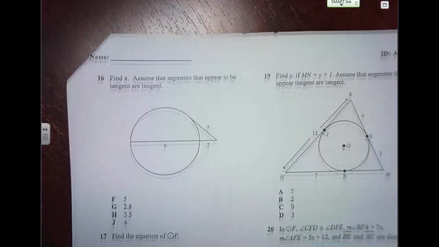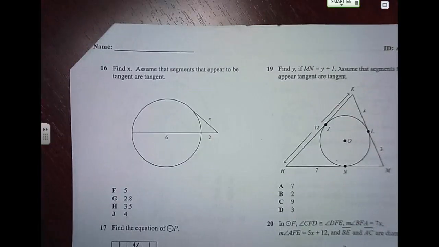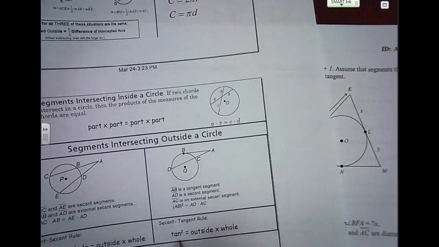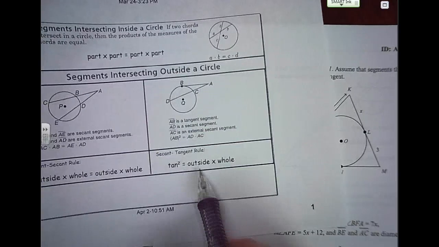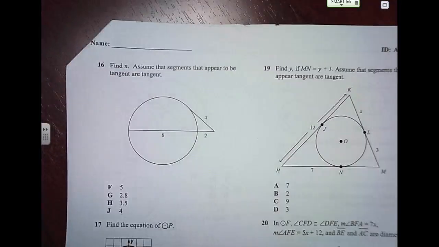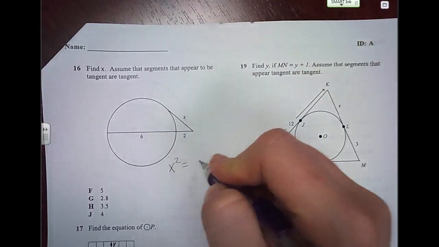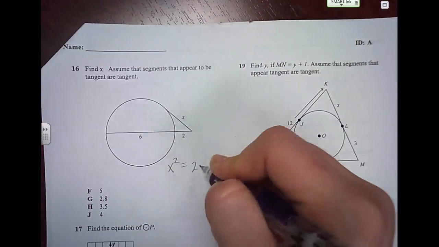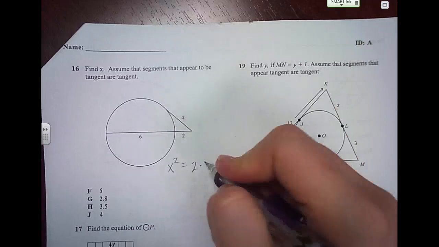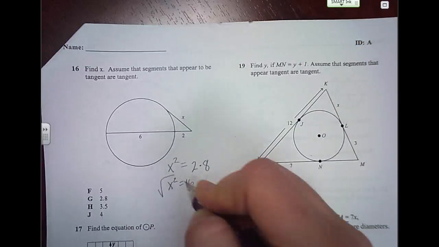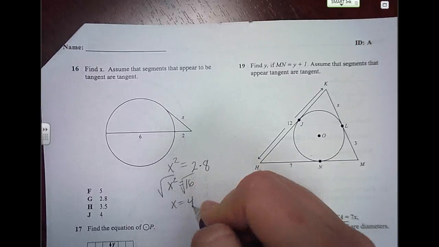Number 16, find x. Okay, so they're giving us lengths of the secant. So segments that we have are here. So that's going to be this one, tangent squared equals outside times whole. So the tangent is x, so we're going to go tangent squared equals outside, which is the 2, times the whole, so 6 plus 2 is 8. So x squared equals 16, square root, x equals 4.